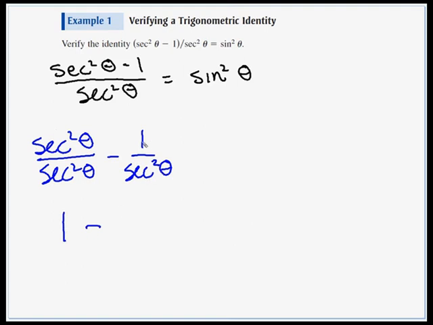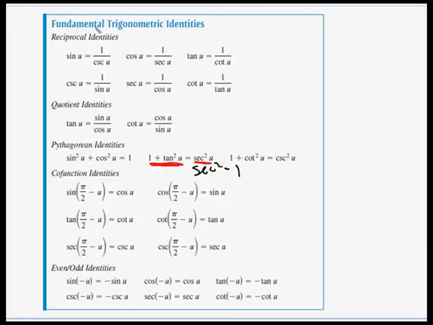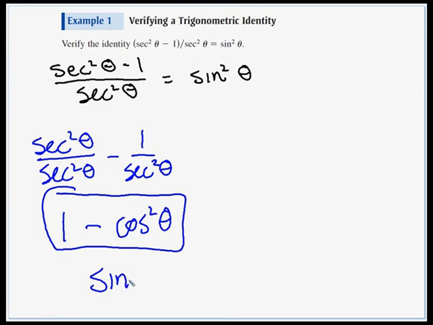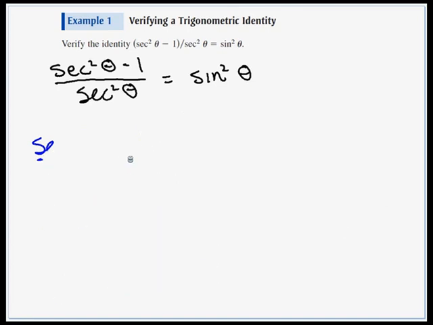Well, secant is a reciprocal with cosine, so 1 over secant squared we can replace with cosine squared. And if we go back to the Pythagorean identities, if I subtract cosine squared from each side, I'd get sine squared equals 1 minus cosine squared. So this 1 minus cosine squared I can replace with sine squared, which is where we wanted to get to. So there we went through 3 different ways to solve that first verification of an identity.